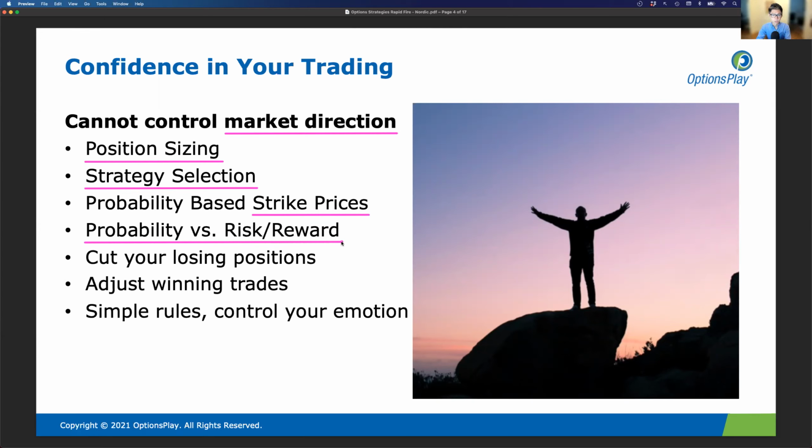So all of the strategies we're going to discuss here today will largely be trying to find the right balance between probability and risk reward, because these two things are always going to be opposing to each other. There's no strategy that has great probability and great risk to reward. That doesn't exist. If you have great probability, that means you have poor risk to reward. If you have great risk to reward, that means you have a low probability.